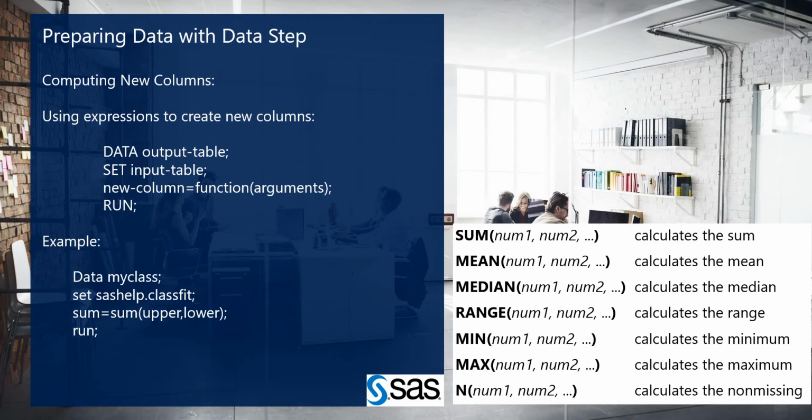If you want the sum of two columns, the mean, the median, the range, the minimum, the maximum, or the number of non-missings. Sometimes some data will be missing, so at that time we use the n function for calculating non-missing values. These are all the functions in SAS: sum, mean, median, range, minimum, maximum, and n.